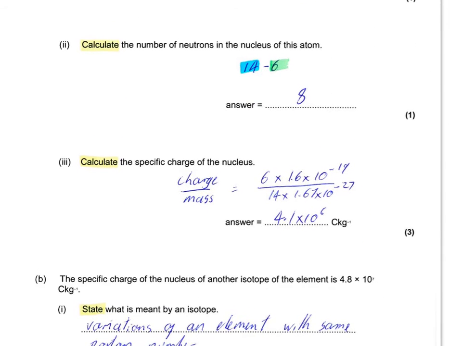We're then asked to calculate the specific charge. Well, specific charge is the charge divided by the mass. It's the specific charge of the nucleus. So I've got 6 lots of 1.6 times 10 to the minus 19 as the charge, and I've got 14 nucleons, each with a mass of 1.67 times 10 to the minus 27 kilograms. Do that sum, I end up with 4.1 times 10 to the 6 coulombs per kilogram.